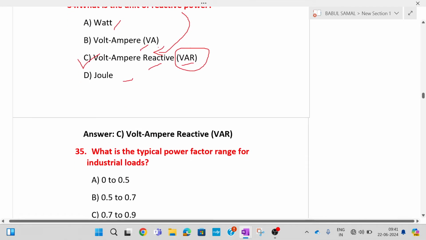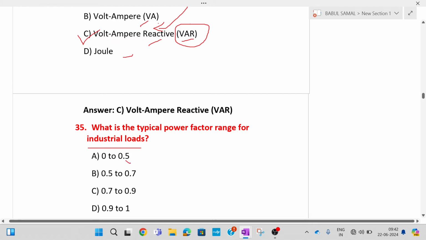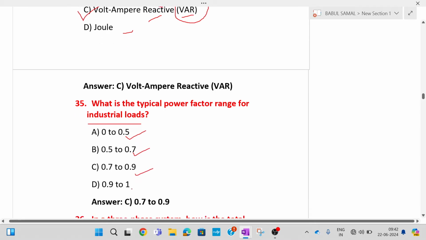Next question. What is the typical power factor range for industrial loads? Options are 0 to 0.5 option A, 0.5 to 0.7 option B, 0.7 to 0.9 option C, 0.9 to 1. So the correct answer for this question is option C, 0.7 to 0.9.